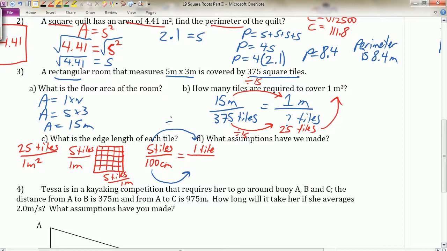So divide by 5 and you get 1. Divide by 5 and you get 20 centimeters. So the tiles are 20 centimeters by 20 centimeters. Okay, so 20 centimeters is the edge length.